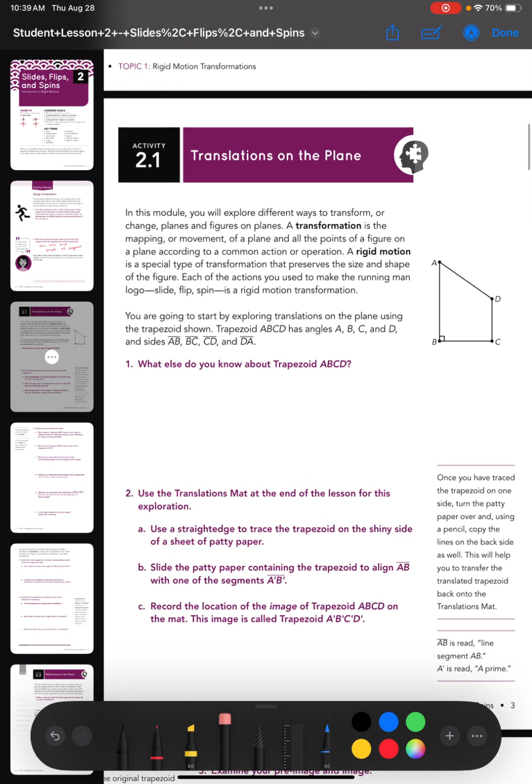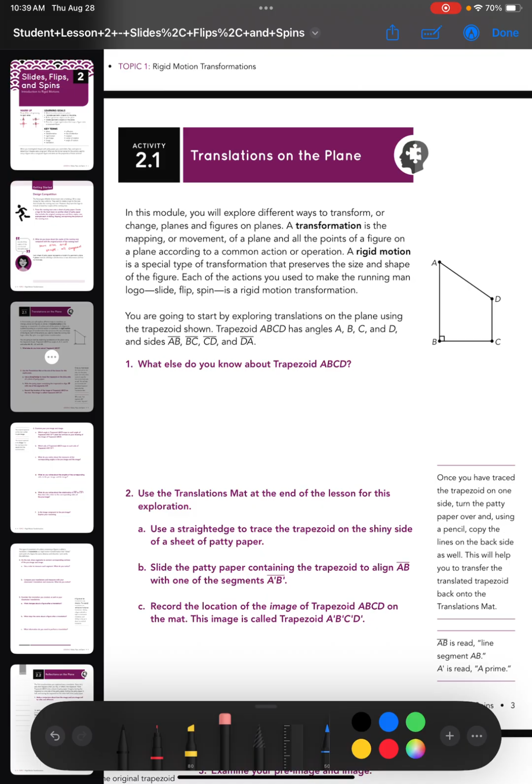All right, so translations is the first movement we're going to look at. Probably the simplest movement to look at. Okay, and you're going to explore different ways to change planes, figures on a plane. Transformation is the mapping or movement of a plane and all the points of a figure on a plane according to a common action or operation.